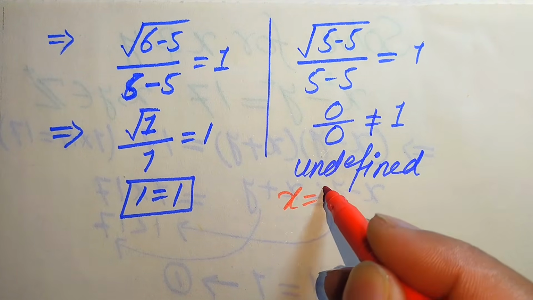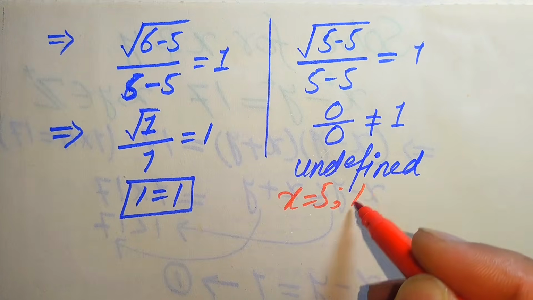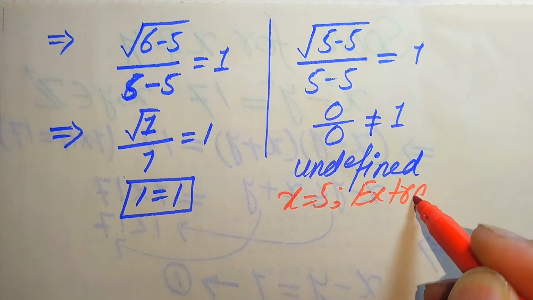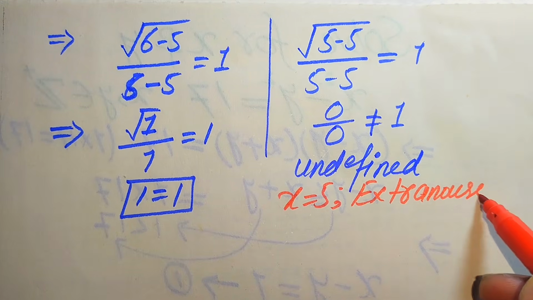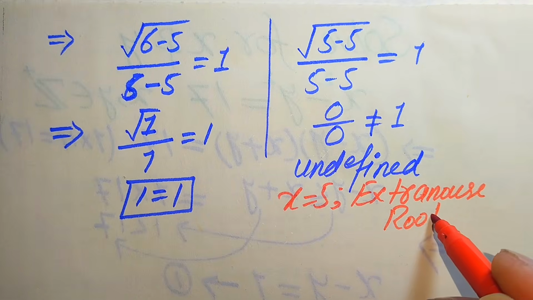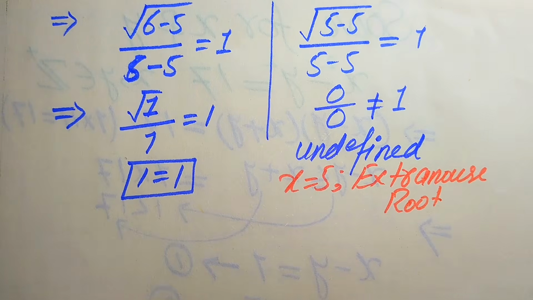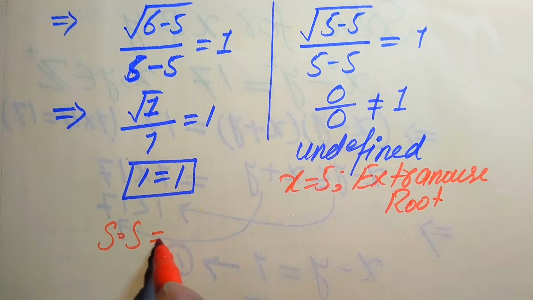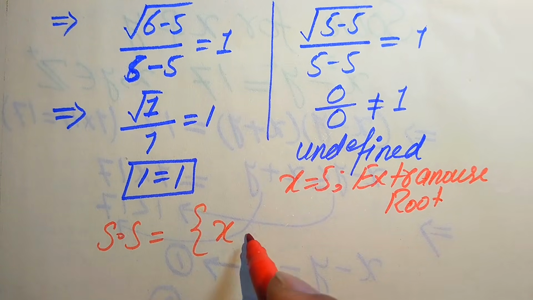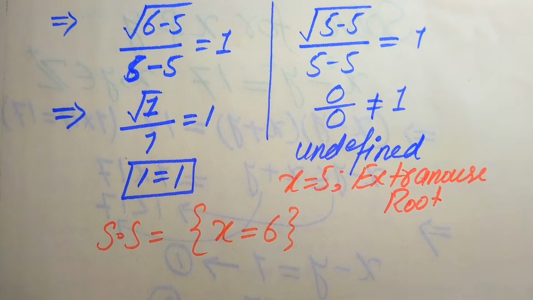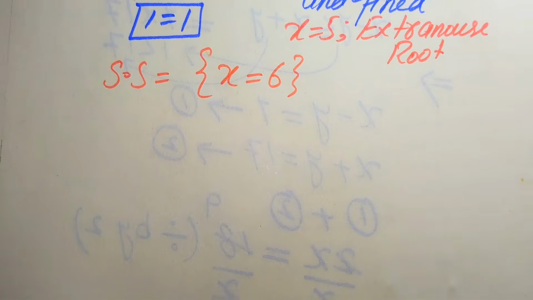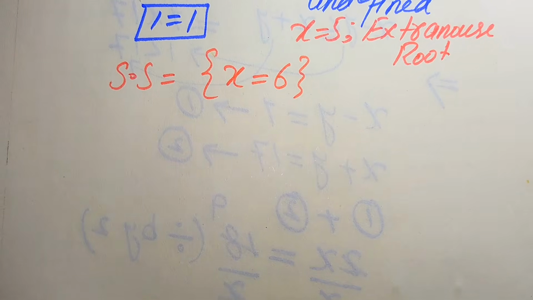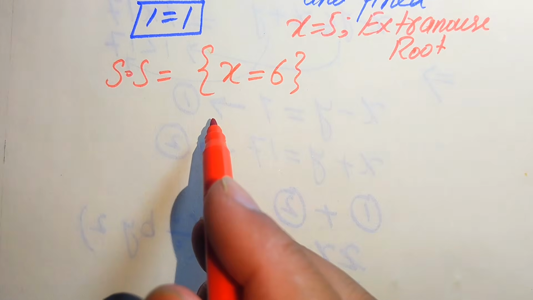So we call x equals 5 the extraneous root of the given equation. So x equals 5 is the extraneous root, and x equals 6 satisfies our given question statement. So the solution set of this problem is x equals 6. So in the first method we get only one value of x and only one solution set, that is x equals 6.